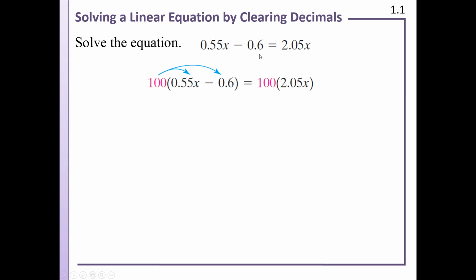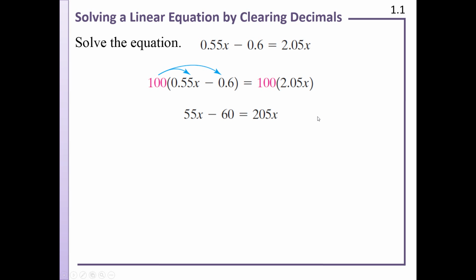So if we multiply both sides of the equation by 100 and use the distributive property, 100 times 0.55 is 55 because it moves the decimal point over 2 places. And here, if you move the decimal point over 2 places, you get 60. And move the decimal point over 2 places here, you get 205. So now we have the simple linear equation.